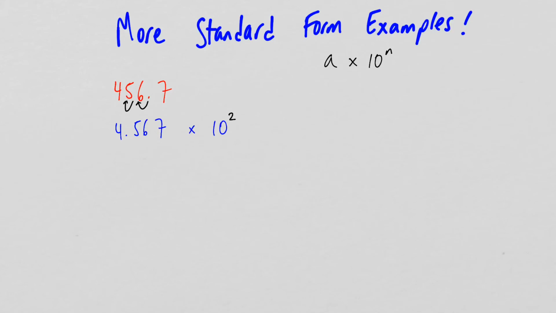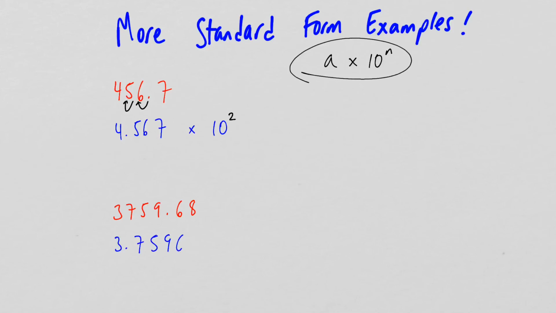Let's do one more. We can do 3759.68. How can we put that into standard form? The first thing we do is we remember a times 10 to the n. A can be any number between 1 and 10. So our number here is going to be 3.75968 times 10 to the power.